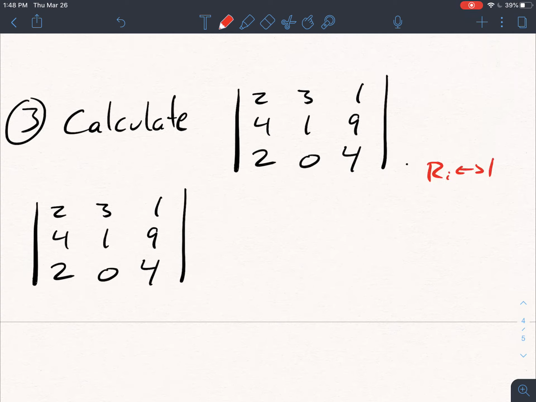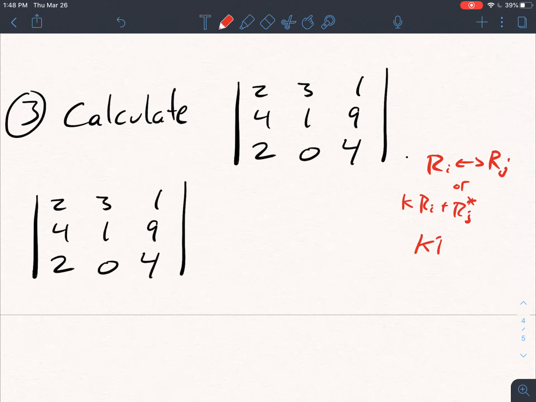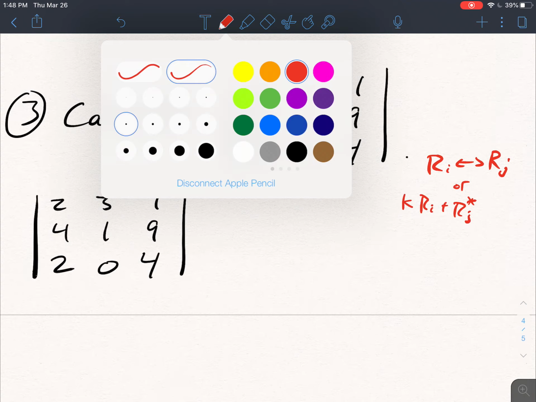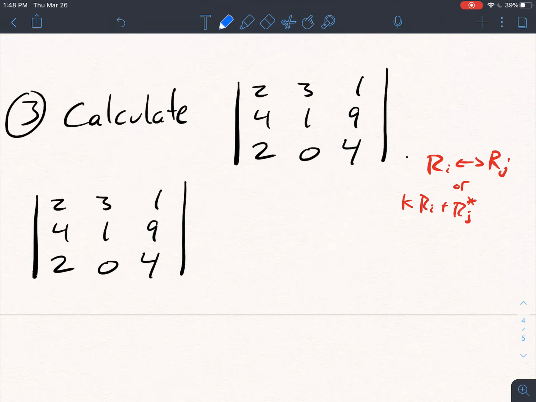Can get away with just doing row swaps, and K times row I plus row J, adding scalar multiples of one row to other rows. We can get away with just doing these two operations, and we don't have to multiply rows by non-zero scalars. So that is unnecessary. So let's do that.